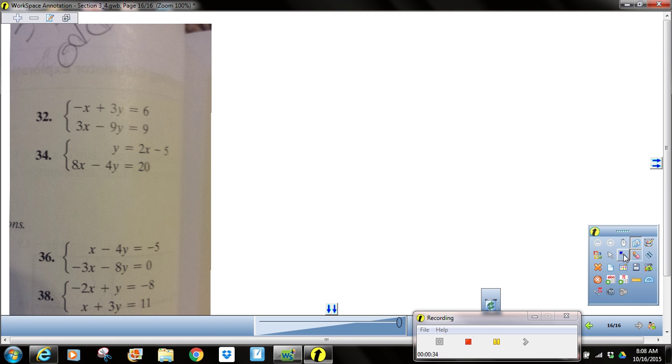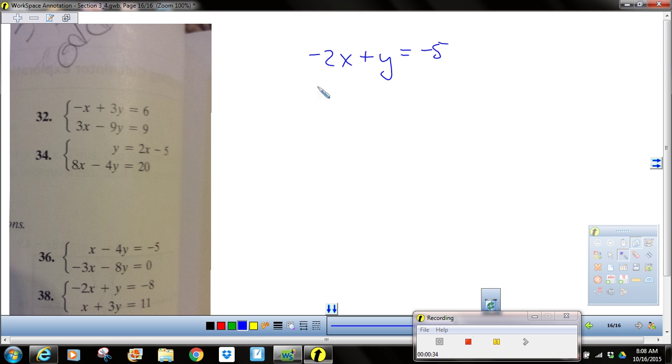I believe this one is going to be an example of what I was talking about earlier. This right here is not in standard form. So to get it in standard form, I'm going to move the 2x. I'm going to subtract 2x from both sides. End up getting -2x plus y is equal to -5. And then on this one I have 8x minus 4y is equal to 20.